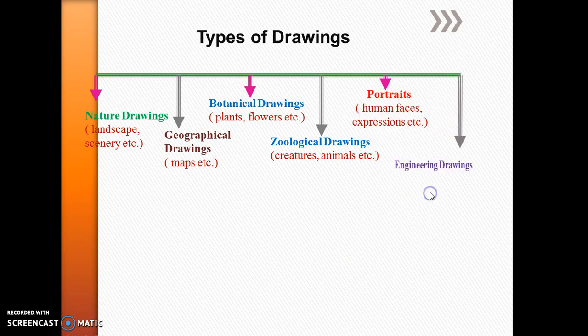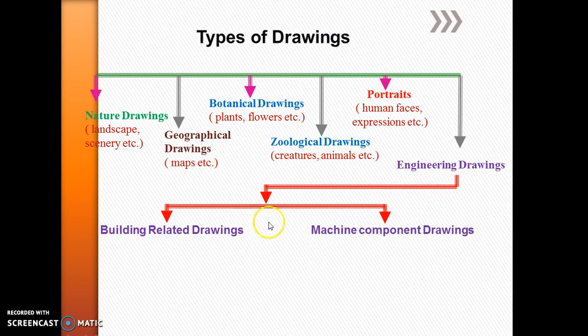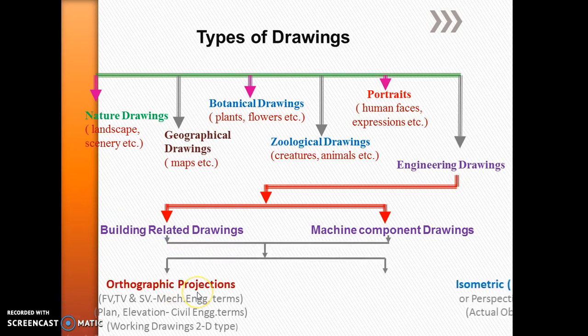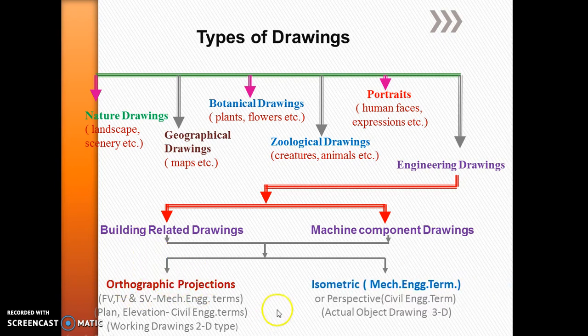Then we study engineering drawing. The main topic here, engineering drawing, includes the main subtopics: building related drawing and machine component drawing. These are the two main subtypes of engineering drawing, which are subdivided into orthographic projection and isometric projection. These are the main subtopics we study here: orthographic projection and isometric projection.